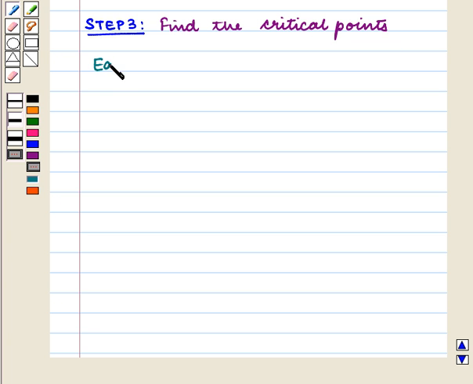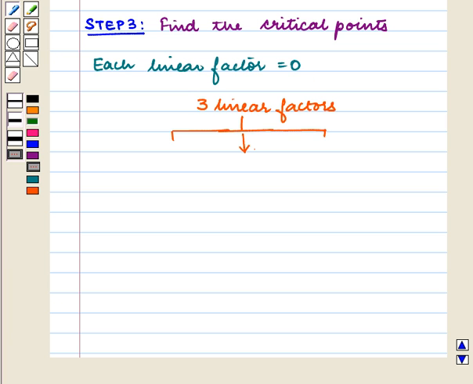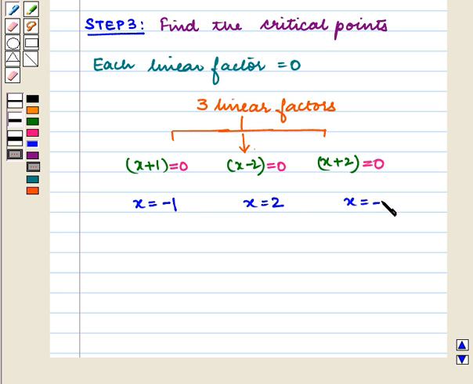For this, we equate each linear factor equal to 0. Here we have three linear factors, that are x plus 1, x minus 2 and x plus 2. Equating each of these linear factors equal to 0 and then solving for x, we get x is equal to minus 1, x is equal to 2 and x is equal to minus 2. So we have three critical points: minus 2, minus 1 and 2.